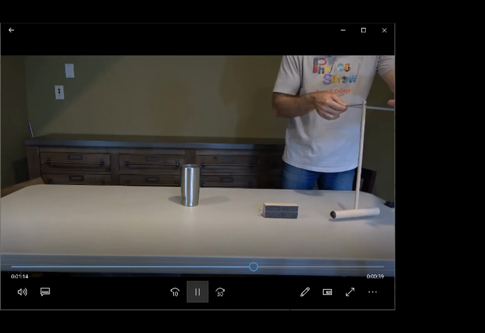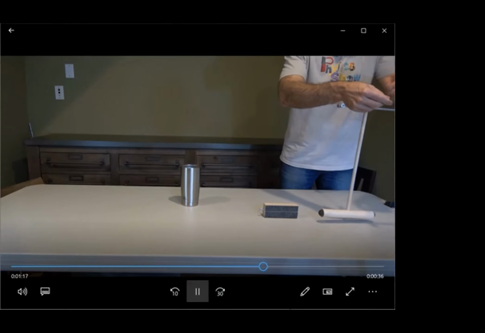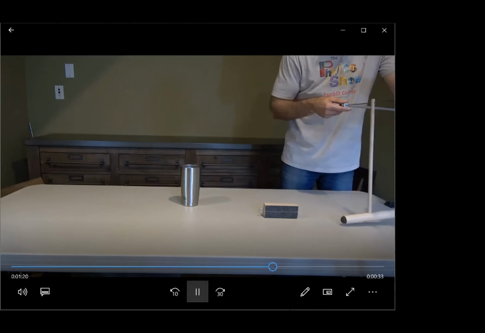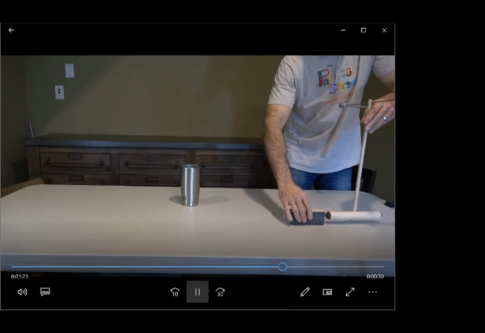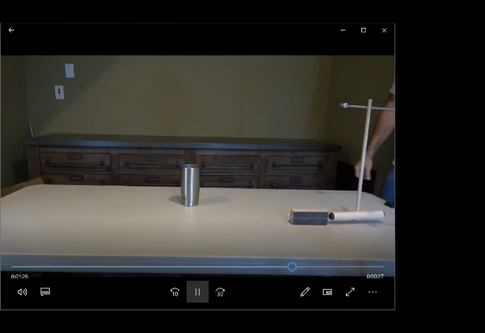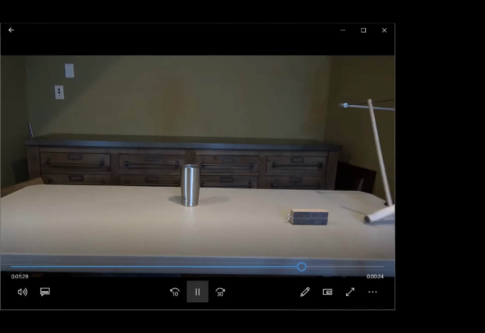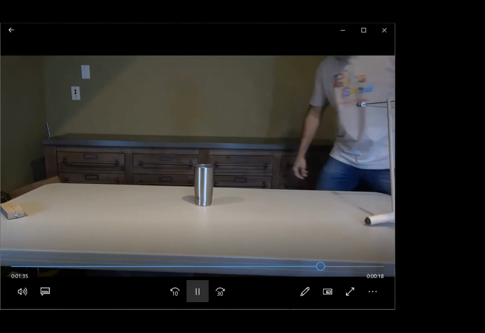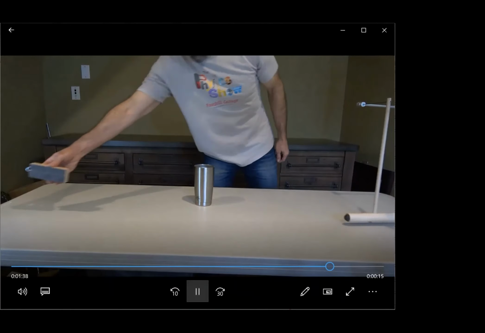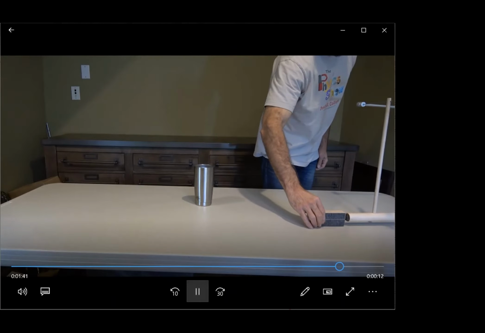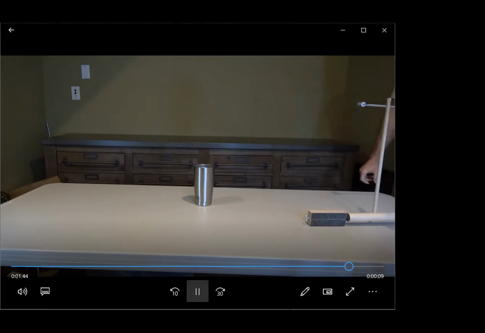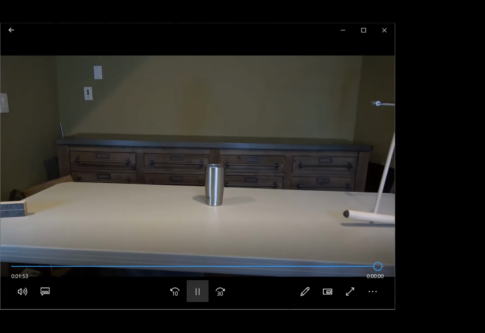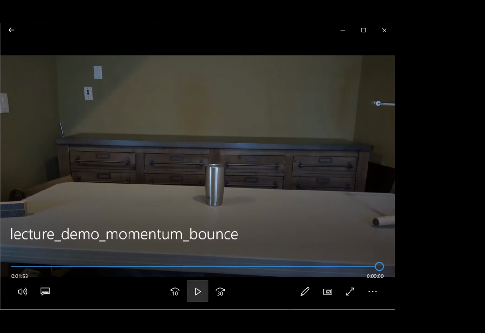Now we'll turn that pendulum around so the happy ball is facing forward. Now the pendulum will strike the block and bounce backwards. Lifting the pendulum to the same height, we see how far the block goes. Let's check it one more time for consistency. Okay.